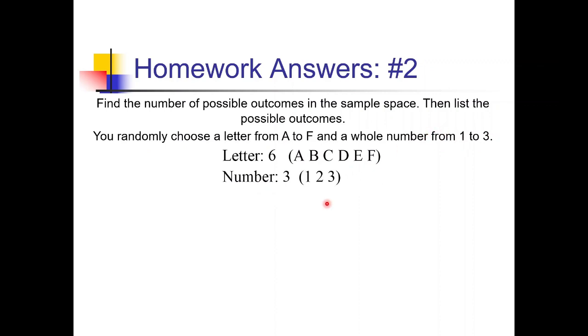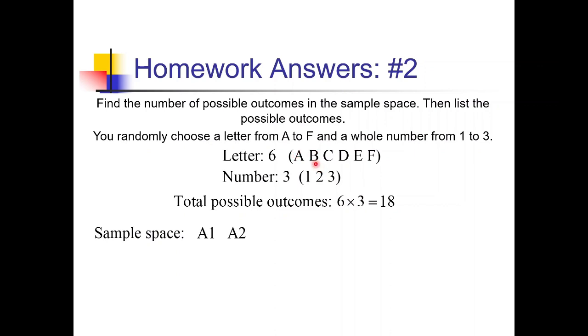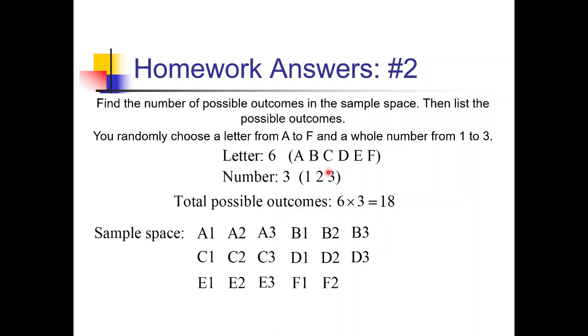And that means that we have 6 times 3 for the overall sample space with both of these happening. So that's 18 different possible combinations of these. And those combinations, we'll just list them out now. So we've got each of the letters followed by each of the numbers. So A1, A2, A3, and then B1, B2, B3. And then C1, C2, C3, D1, D2, D3, E1, E2, E3, and then F1, F2, and yes, F3.